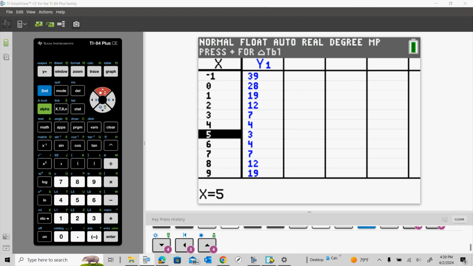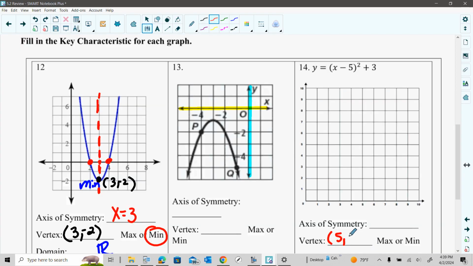Let's put that up here. We're going to go to the right 5, up 3: 1, 2, 3. There's just a point. And then this is where our axis of symmetry will be. This is our line of reflection. So it's x equals 5.